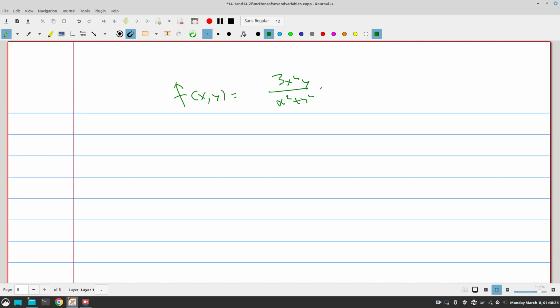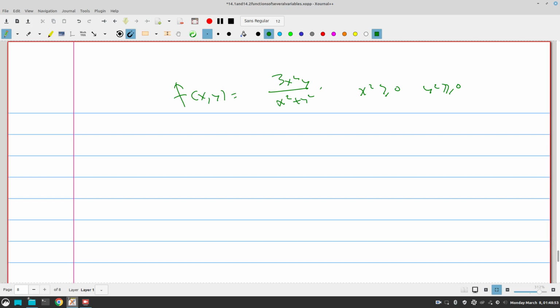Now, how will we find this limit? Recall that both x squared and y squared are greater than or equal to 0, and y squared is greater than or equal to 0. So what does this tell me?